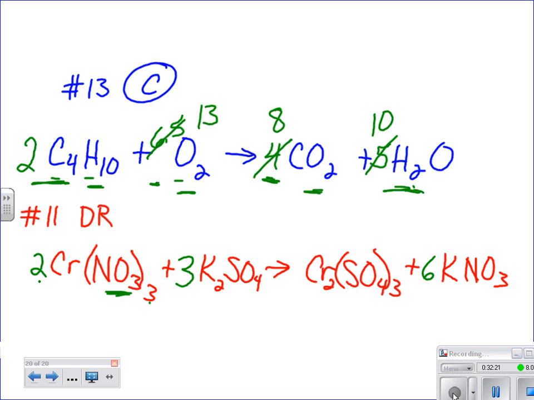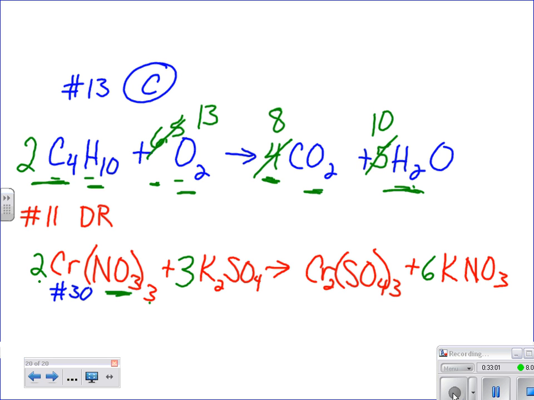Okay, one more I want to do because I want to show a little example. Let me see here. Let's go to number 30. Number 30. What type of reaction is that? Double replacement. So here it says nitric acid.